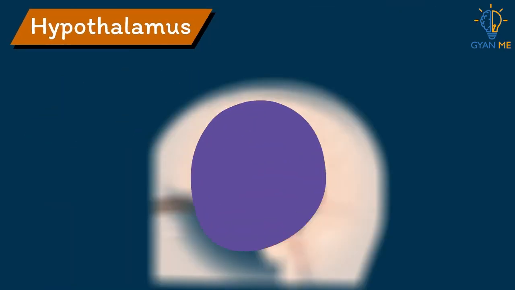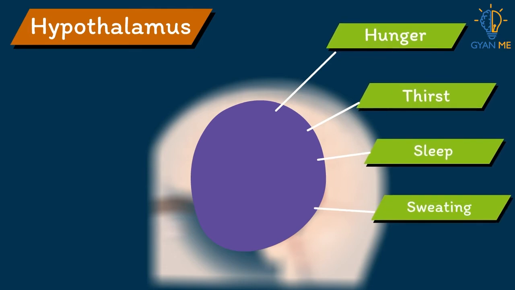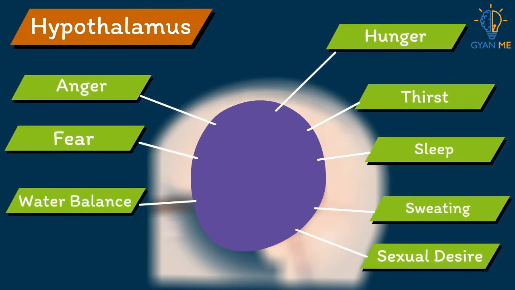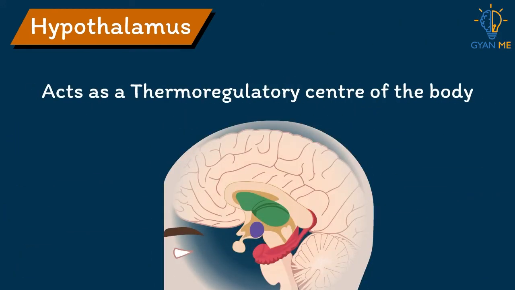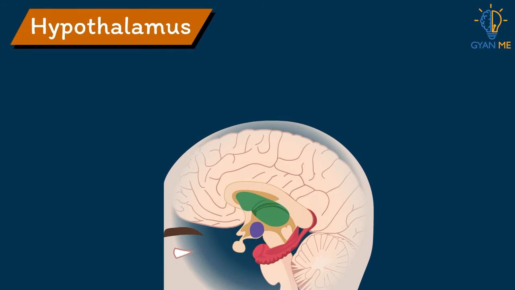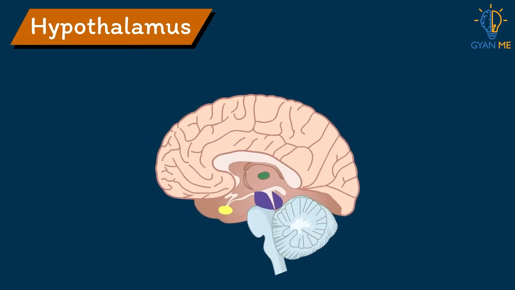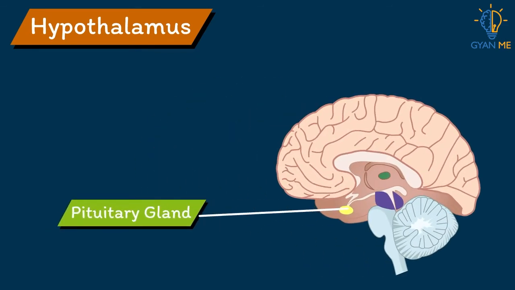Thus, it controls involuntary functions like hunger, thirst, sleep, sweating, sexual desire, anger, fear, water balance, blood pressure, and also acts as a thermoregulatory center of the body. The hypothalamus also connects the body's nervous system with the endocrine system through its association with the master endocrine gland, the pituitary gland. The forebrain also has areas that control emotions.